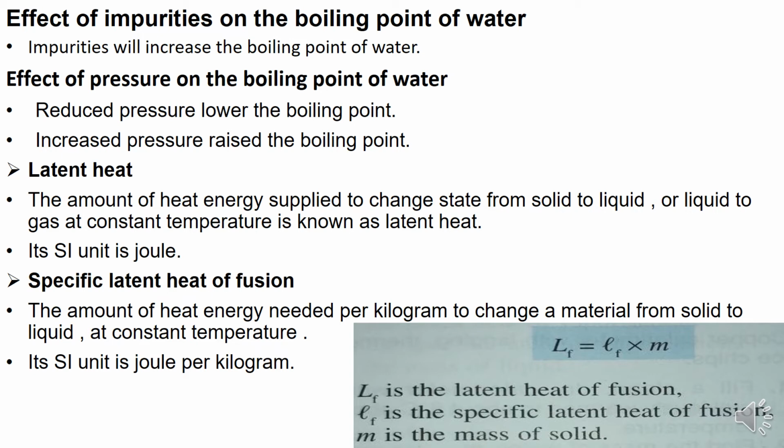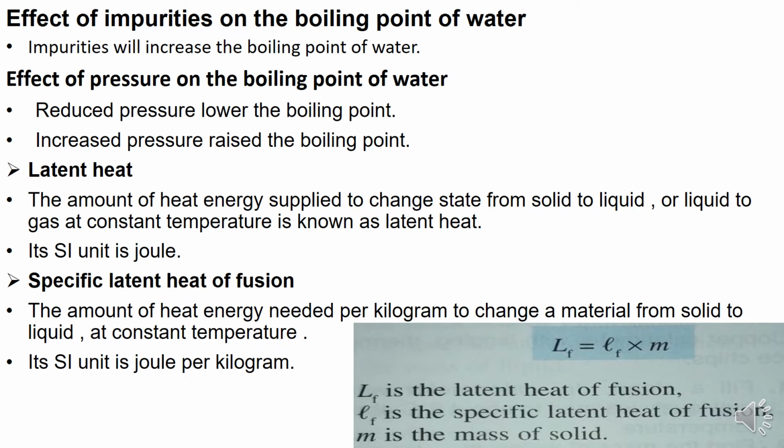Next one is latent heat. What is latent heat? The amount of heat energy supplied to change the state from solid to liquid or liquid to gas at constant temperature is known as latent heat. The SI unit of latent heat is joule.